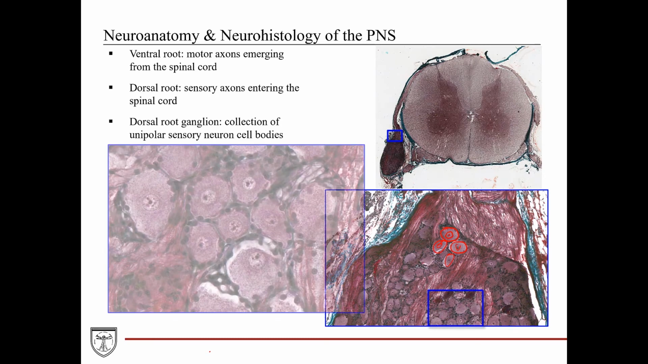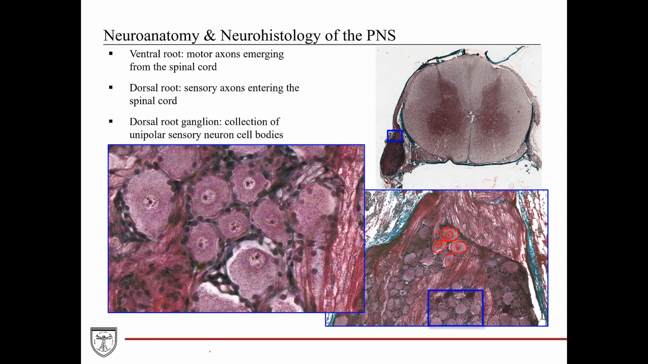At even higher magnification, what we can appreciate now are not only the neuron cell bodies of the unipolar neurons, but also we can see the speckled appearance of the cytoplasm, which are the Nissl bodies, the aggregates of rough ER. Surrounding each one of these neuron cell bodies are these smaller and round nuclei, and again, these satellite cells are the glial cells in the PNS that are kind of an equivalent of the astrocytes in the central nervous system.